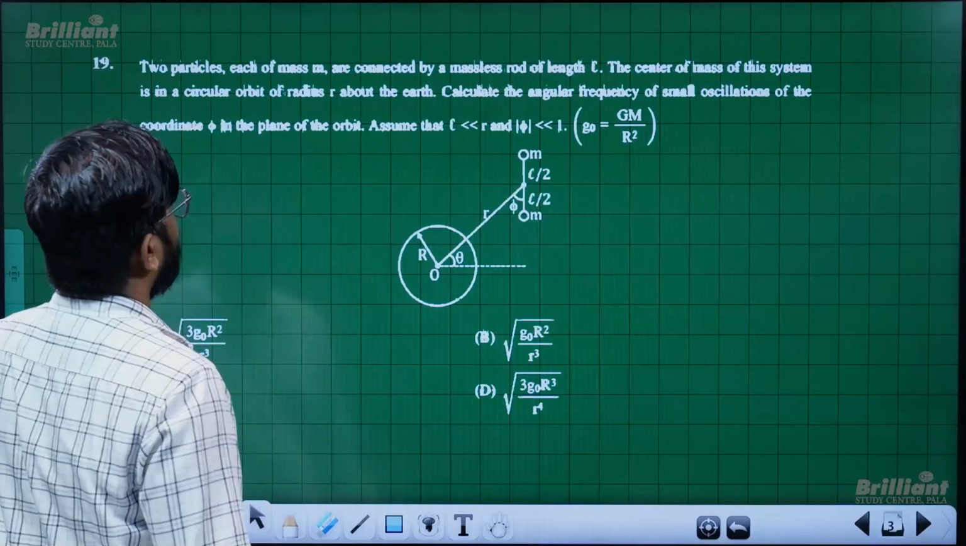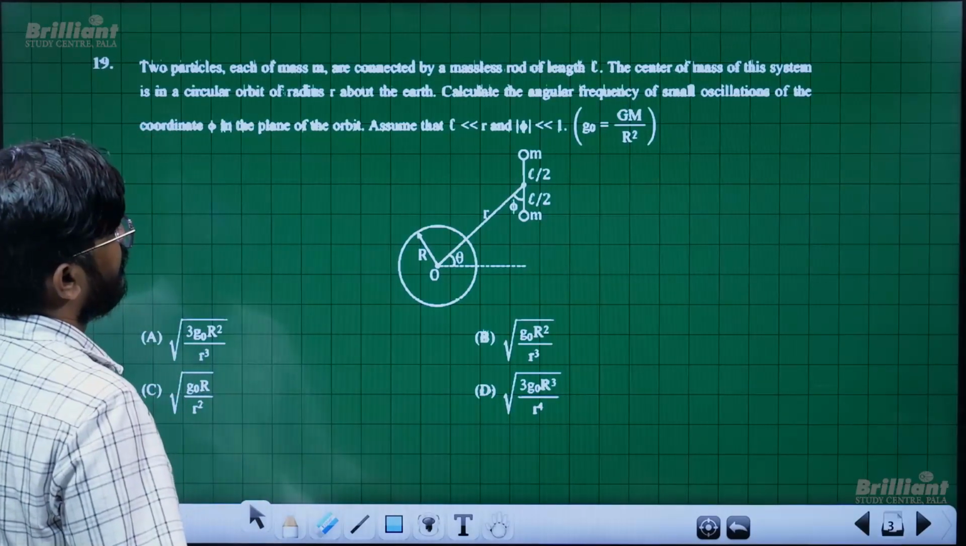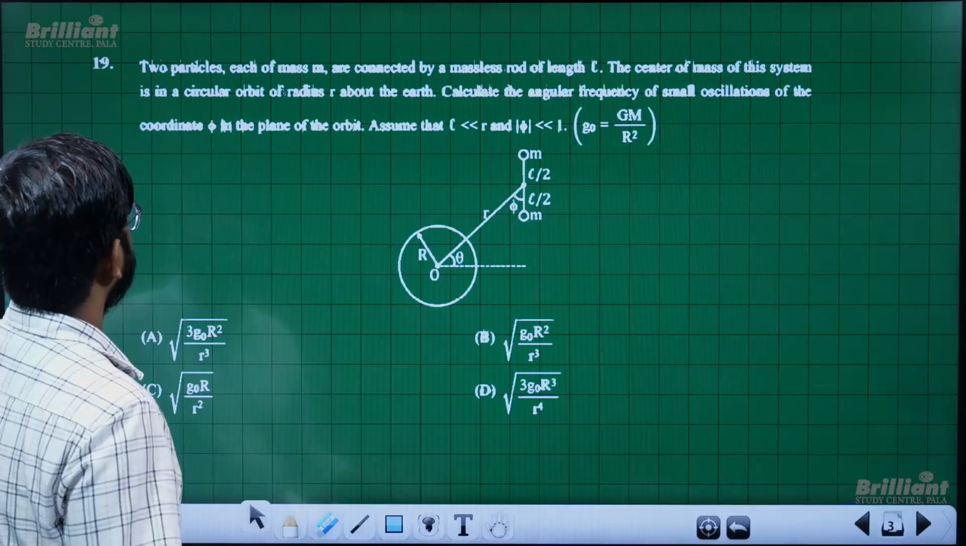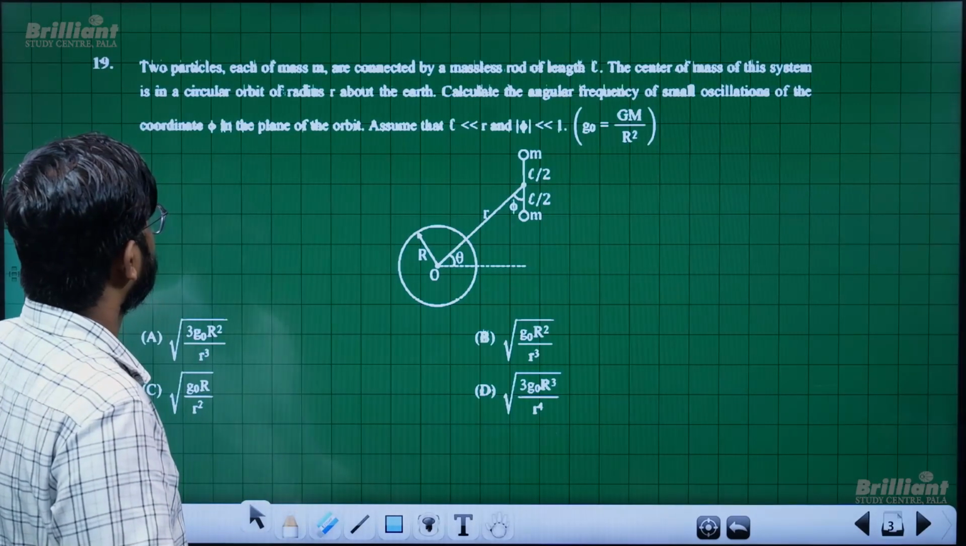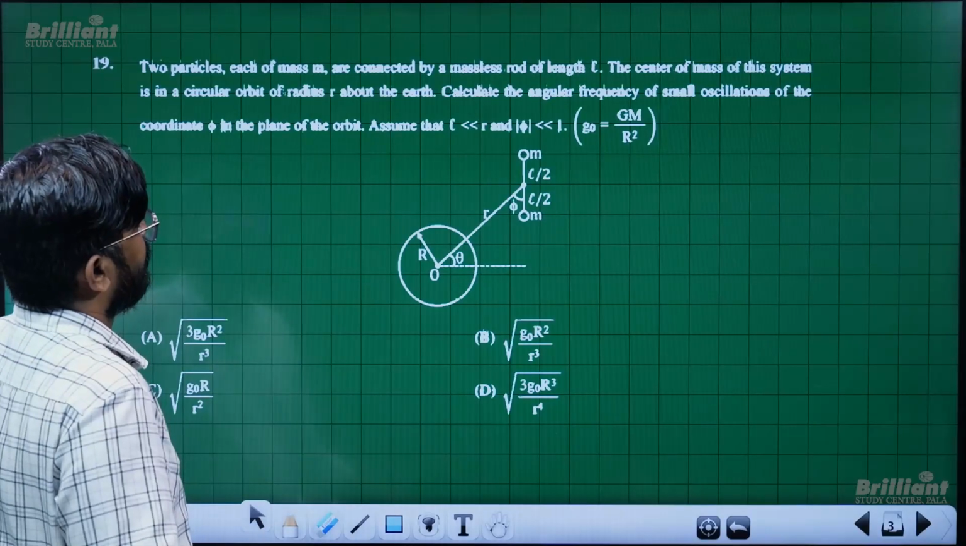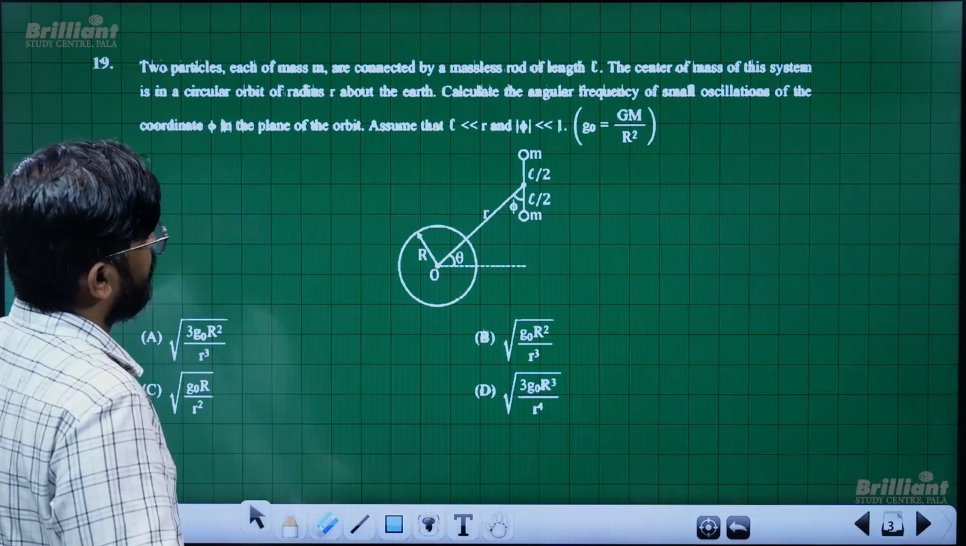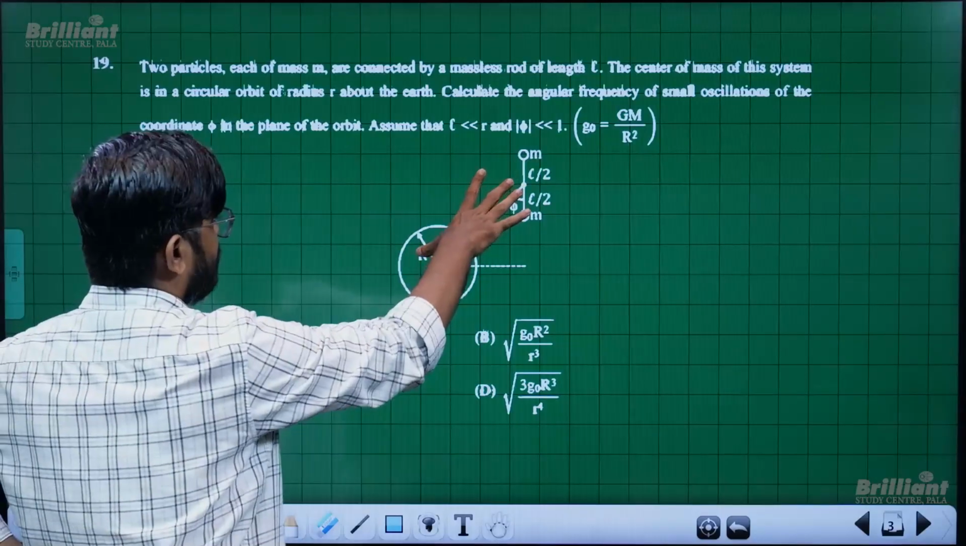Two particles each of mass m are connected by a massless rod of length L. The center of mass of the system is in a circular orbit of radius r about the earth. Calculate the angular frequency for small oscillations. Okay, phi is much less than 1, L is much less than r. So this length is much smaller than this length.